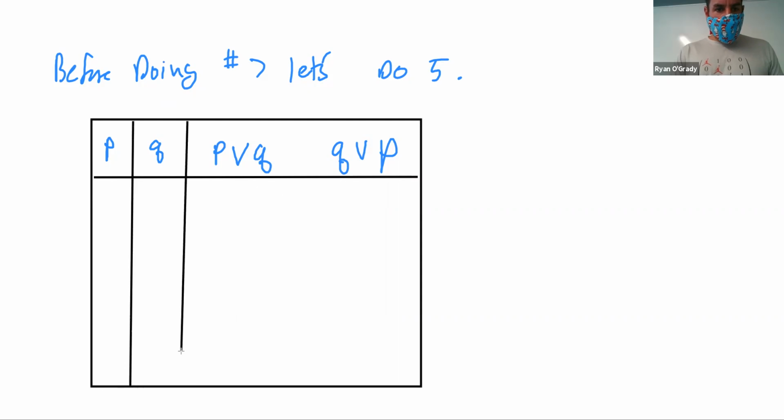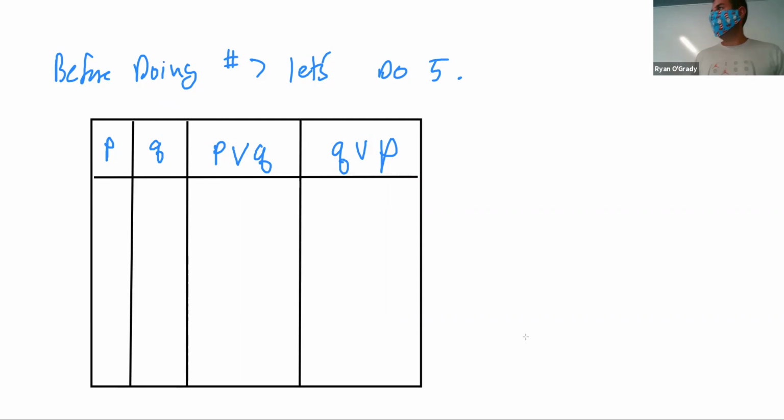I need to show that these 2 guys are the same. Does everybody understand what I mean by this? My job is to show that this and this have the same truth table.